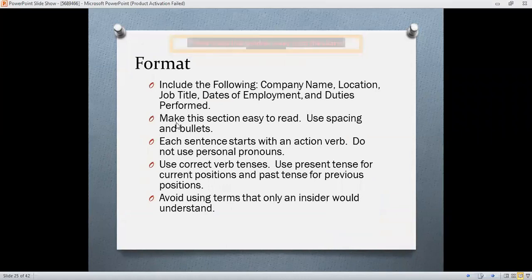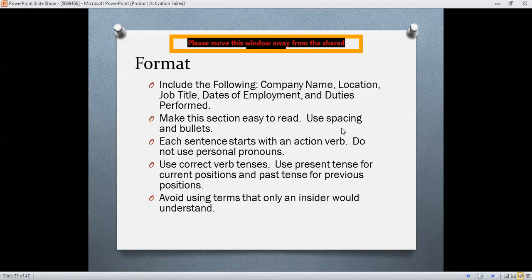Include the following in your work experience: company name, location, job title, dates of employment, and duties performed.